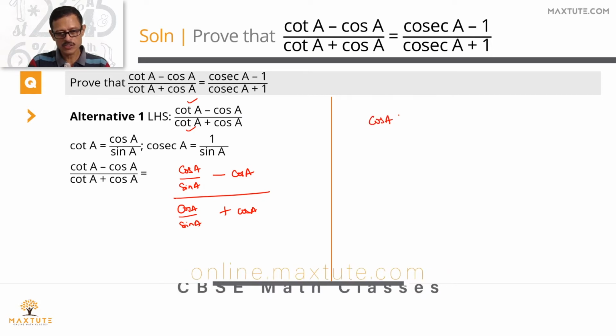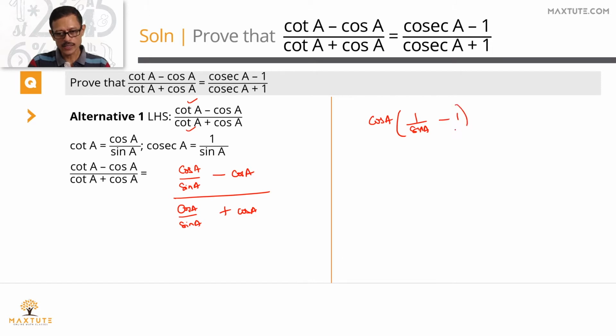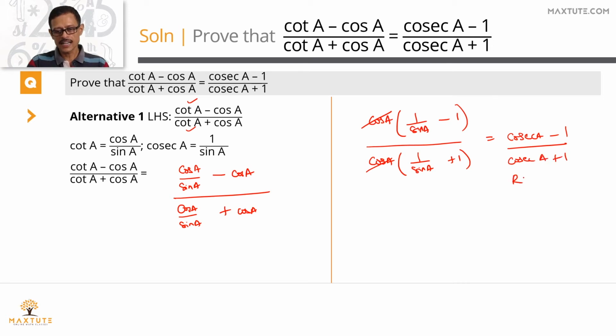So what will be left is cos A into 1 upon sin A minus 1. Cos A has been taken common outside. Let's do that for the denominator too. Cos A into 1 by sin A plus 1 is what we have. Cos A gets cancelled with cos A both in the numerator and denominator. What we are left with is 1 by sin A minus 1 divided by 1 by sin A plus 1. 1 by sin A we know is cosecant A. Let's write this 1 by sin A as cosecant A. So cosecant A minus 1 divided by cosecant A plus 1. This is the RHS that we have to prove.